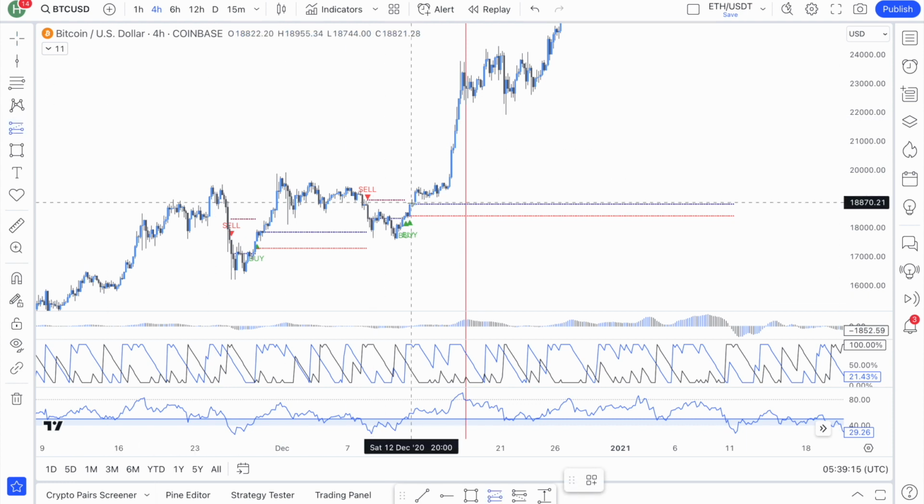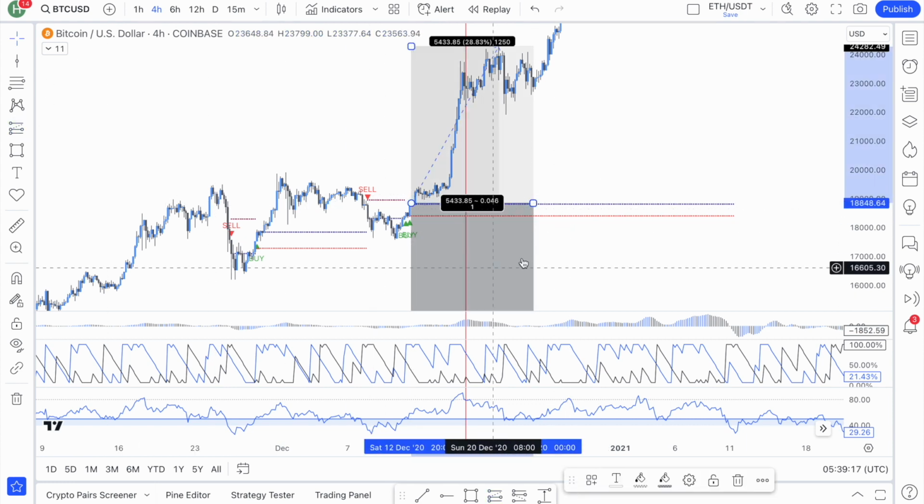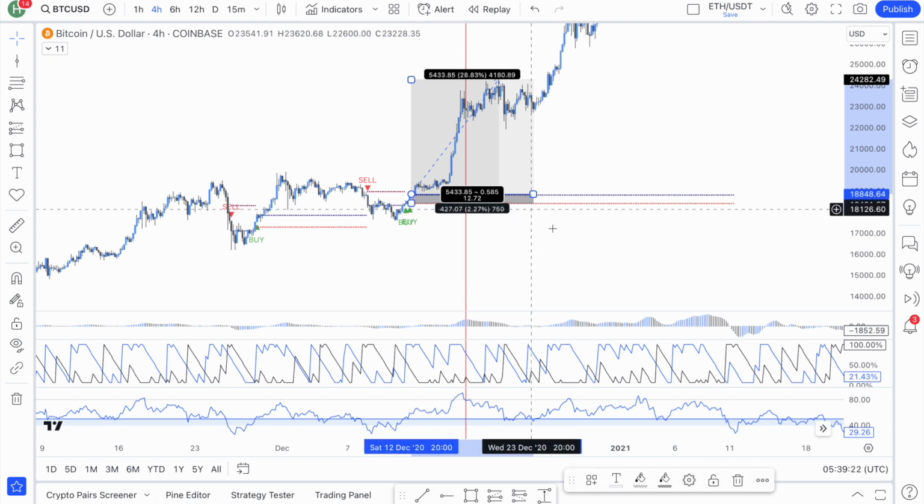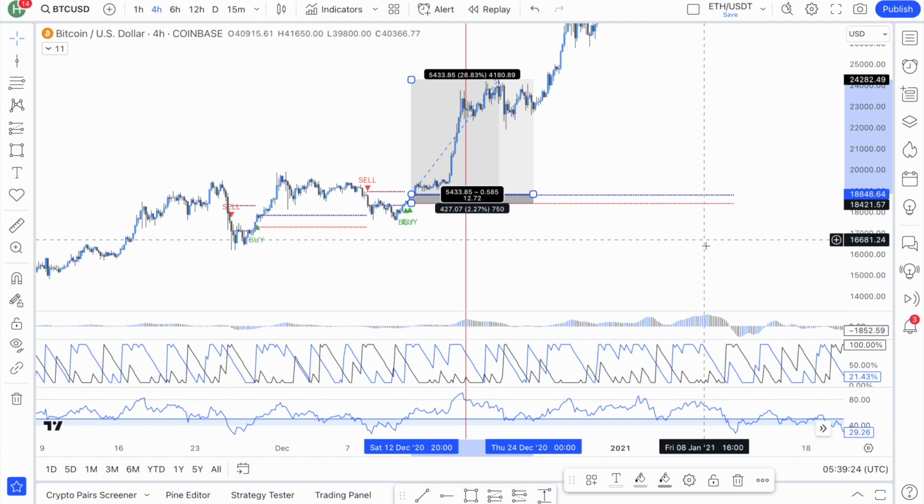So enter in at this long. This is your entry point, as I mentioned in the previous video. Your stop loss is the red line right there. Very tight stop of 2.27.